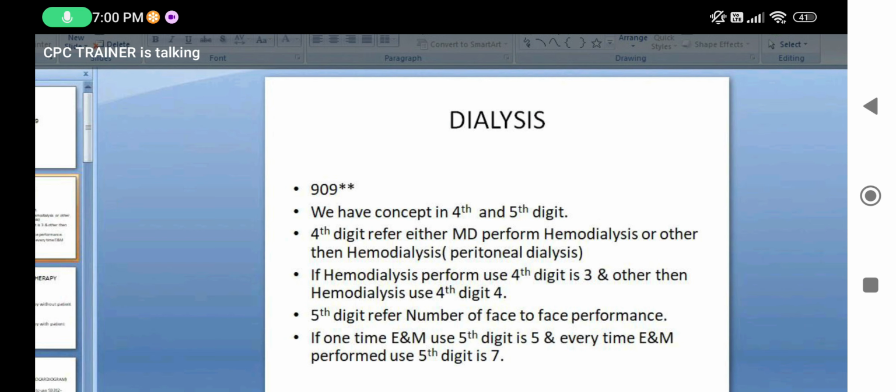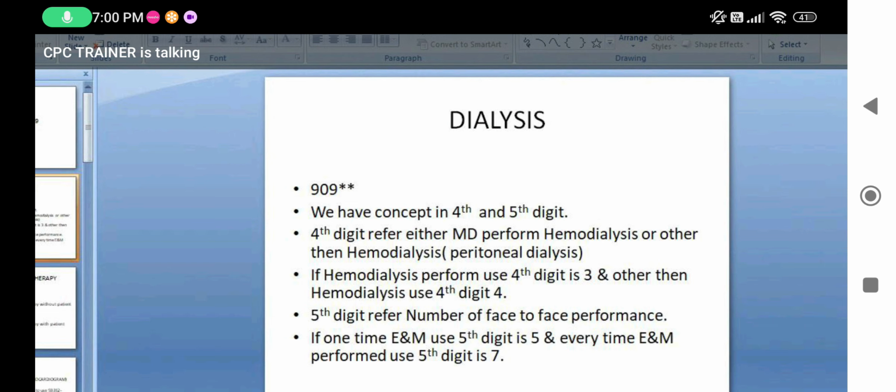For example, if the provider performs hemodialysis, your fourth digit is 3, and if the provider performs something other than hemodialysis, the fourth digit is 4. So this is the difference, right? Again I repeat, for 909, the fourth digit you build based on the procedure.